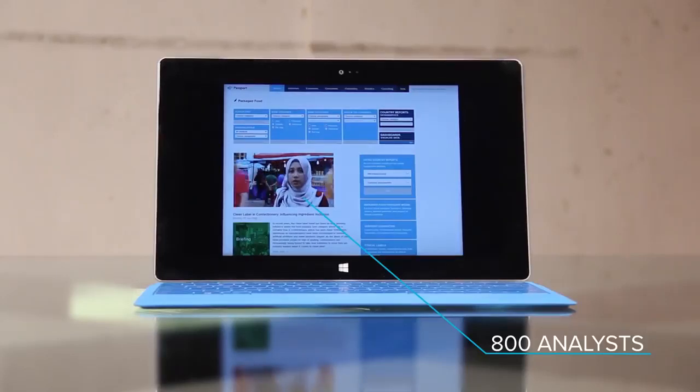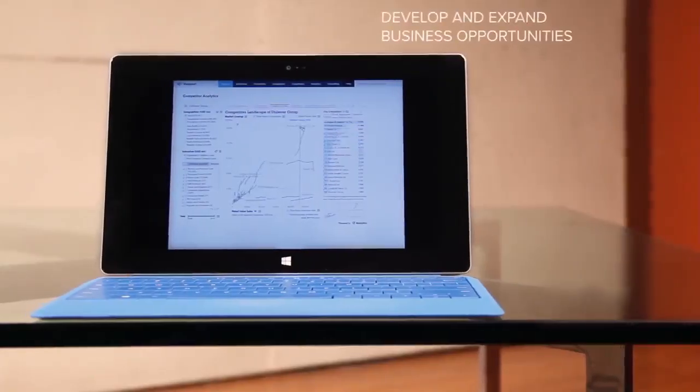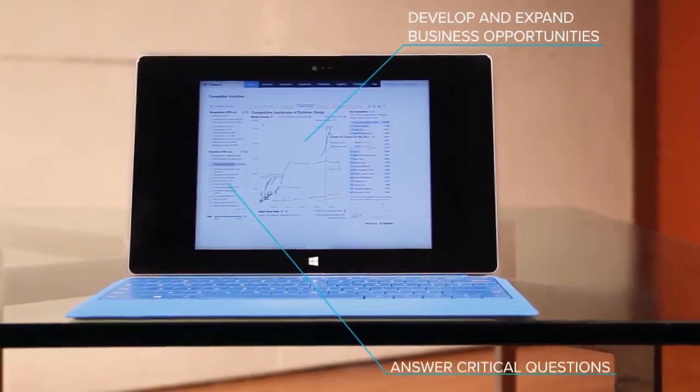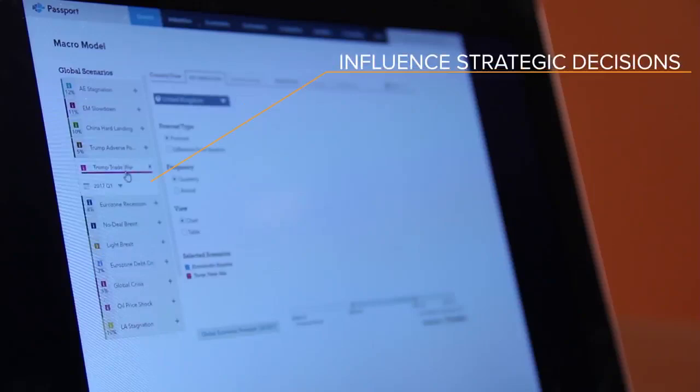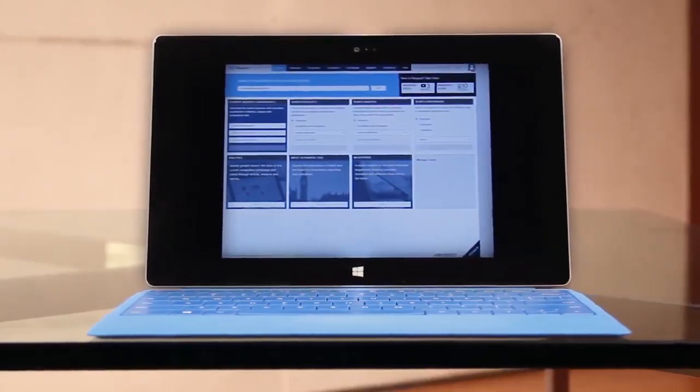Our research is easily accessed, analyzed, and shared, helping you develop and expand business opportunities, answer critical questions, and influence strategic decisions. Passport assists your organization in planning for the future.